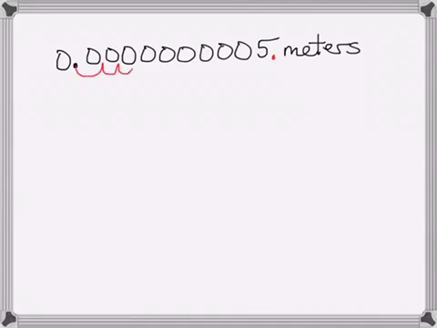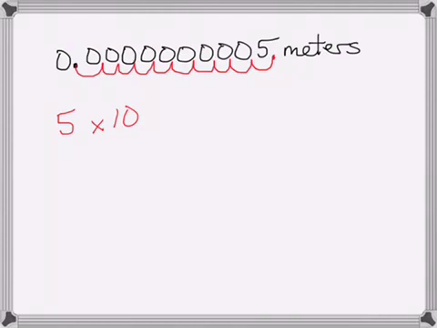1, 2, 3, 4, 5, 6, 7, 8, 9, 10 spots I got to move it. So to write this number in scientific notation, if I move it 10 spots, the number is 5 with a decimal point, but I don't have to put a decimal point next to the 5 if I don't want to. 5 times 10 to the 10th.